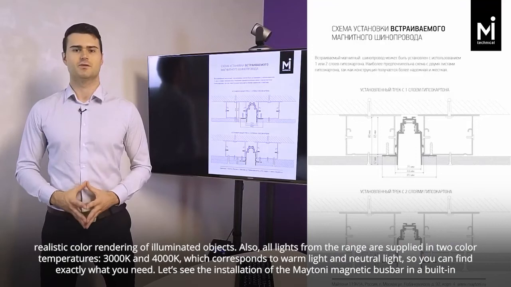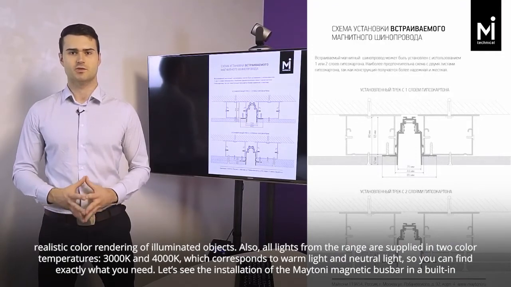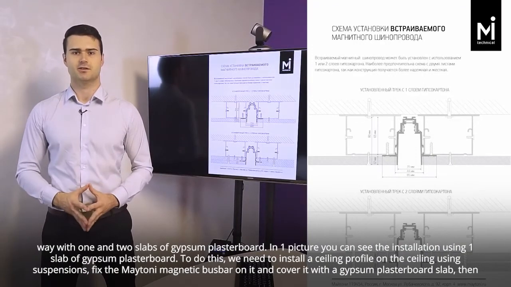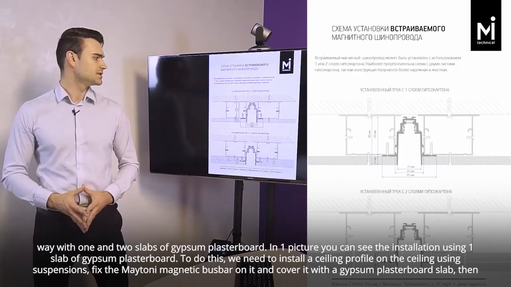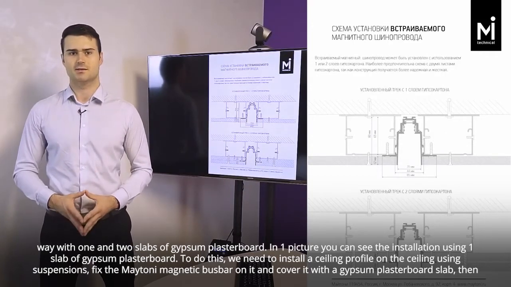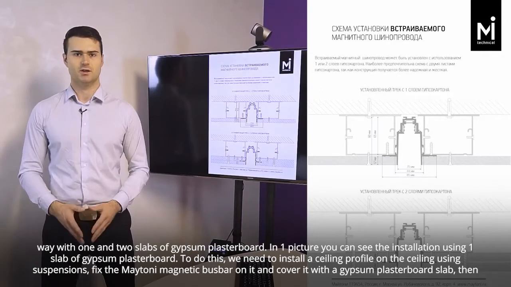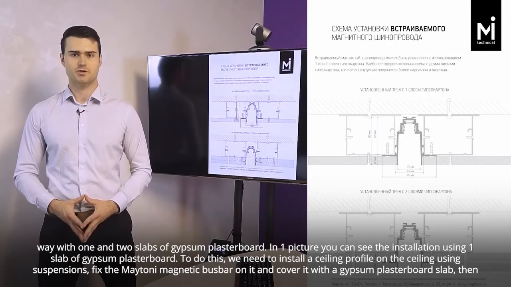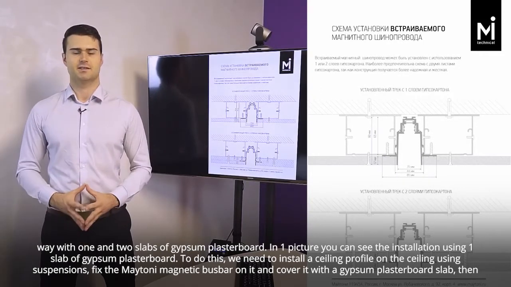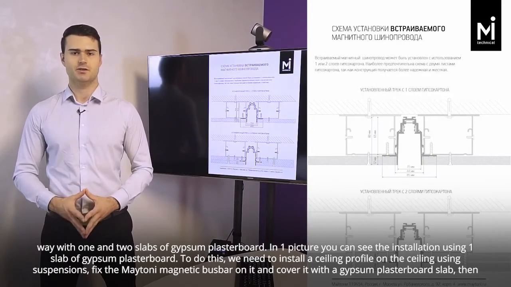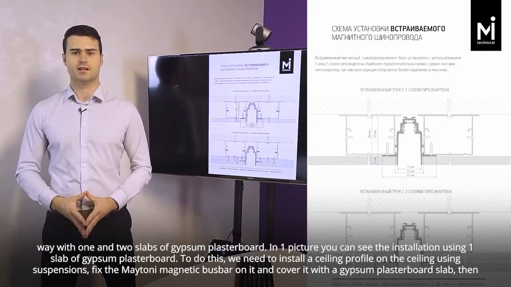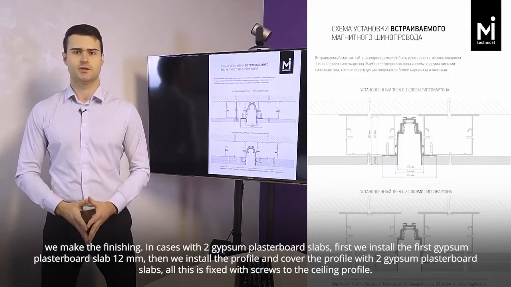Let's see the installation of the Maytoni magnetic busbar in a built-in way with 1 and 2 slabs of gypsum plasterboard. In one picture you can see the installation using 1 slab of gypsum plasterboard. To do this, we need to install a ceiling profile on the ceiling using suspensions. Fix the Maytoni magnetic busbar on it and cover it with a gypsum plasterboard slab, then we make the finishing.